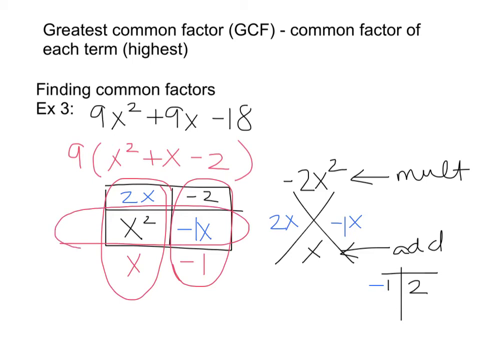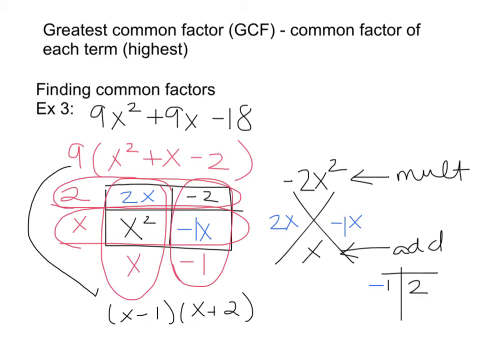What does x squared and negative 1x have in common? An x. What does 2x and negative 2 have in common? A 2. You don't make it negative because that blue box is positive. So your factors are x minus 1, x plus 2 because 2 is positive, and then you bring the 9 down from out in front. So it factors to 9 times x minus 1 times x plus 2.